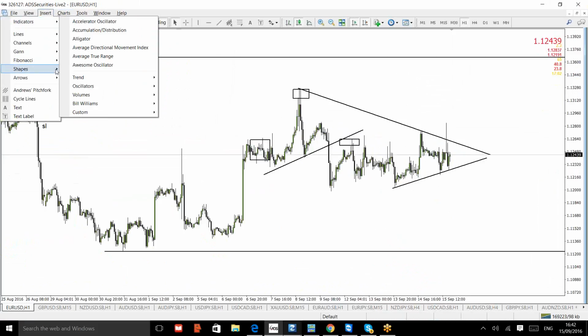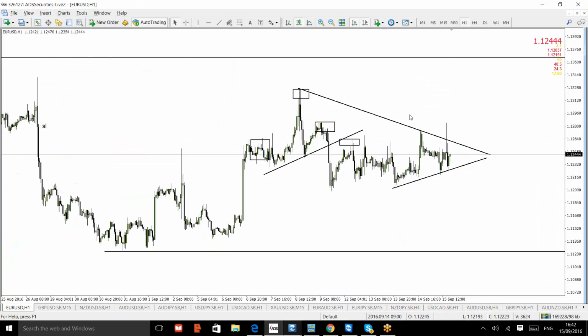Left shoulder, right shoulder. Makes sense. See this, guys. Target levels will be this. It hasn't gone yet. This is still valid. We need this. See, guys, it's so easy.